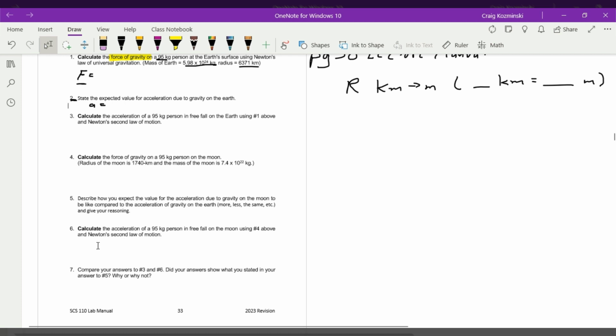In question 6, again, you're asked to calculate the acceleration acting on the person. And then in question 7, it's asking you to compare your answers to part 3 and 6. Did your answers show what you stated in your answer to number 5? Why or why not?